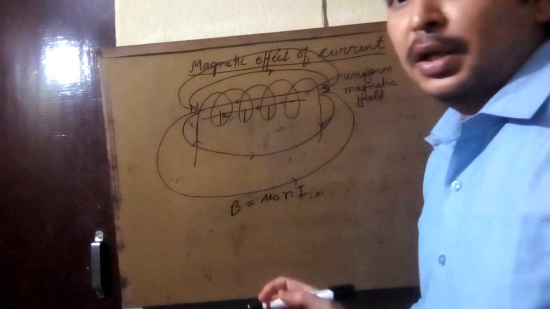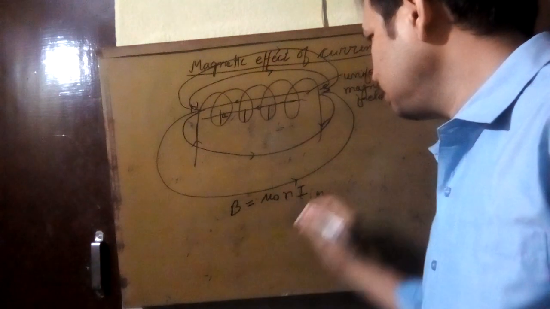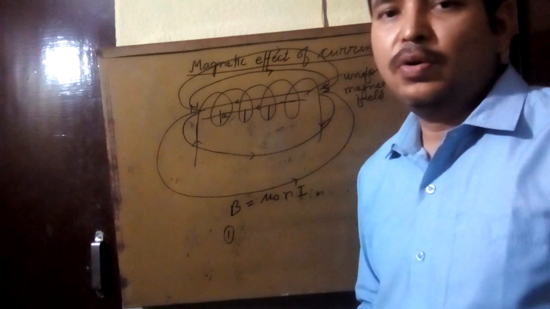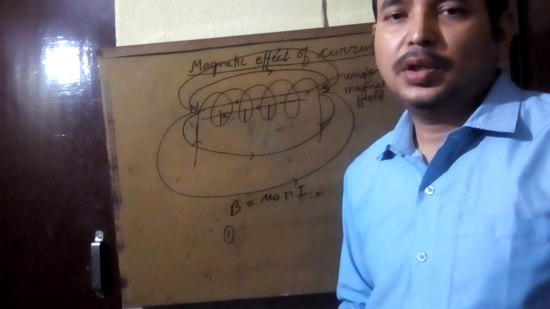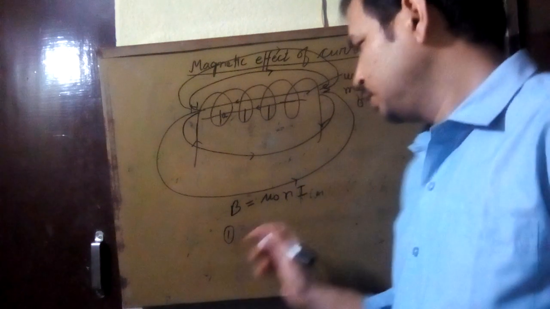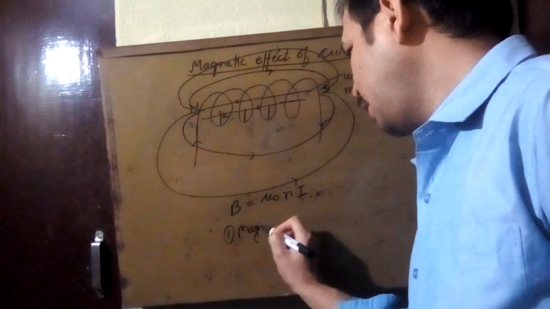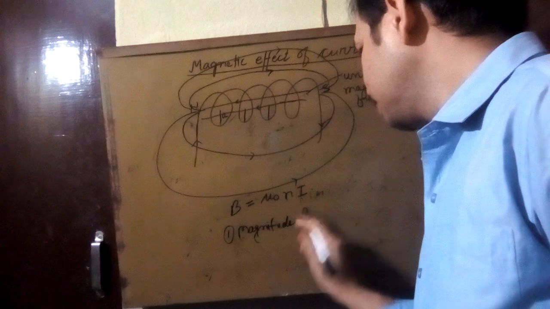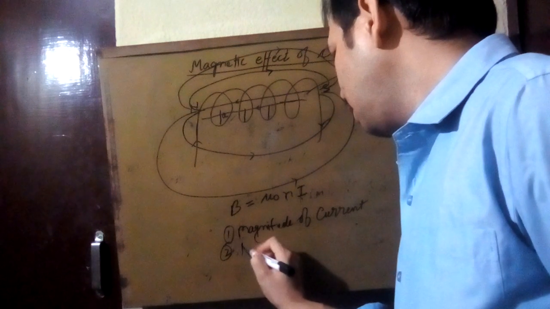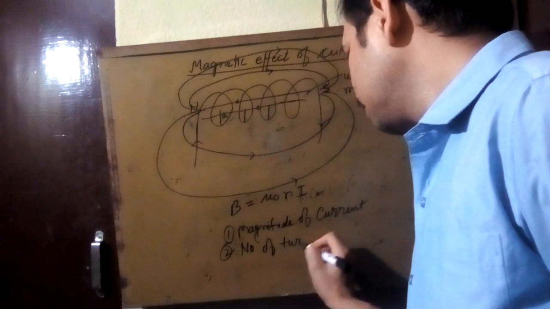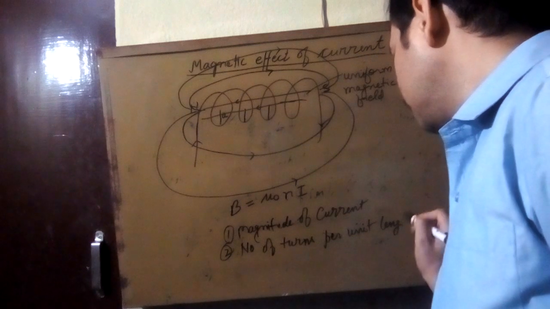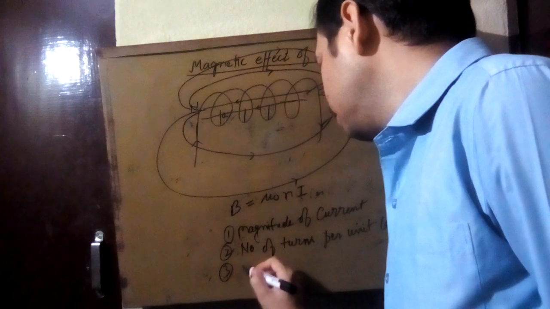Magnitude of magnetic field inside the solenoid depends on, you can write in your copy, magnitude of magnetic field inside the solenoid depends on, first, magnitude of current, and second is number of turns per unit length, and third is nature of the medium.